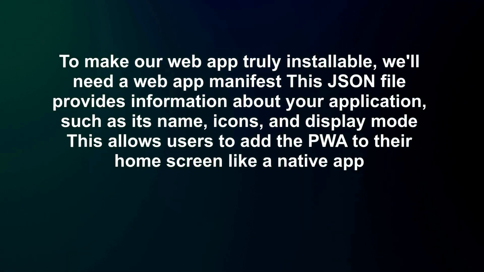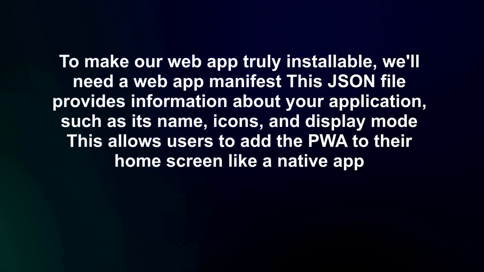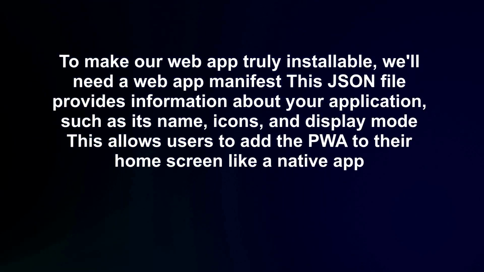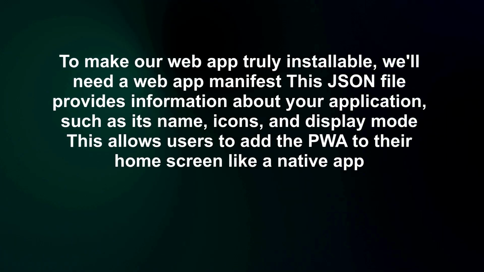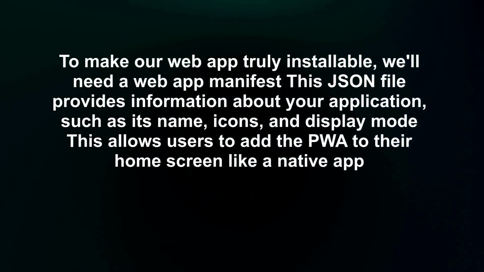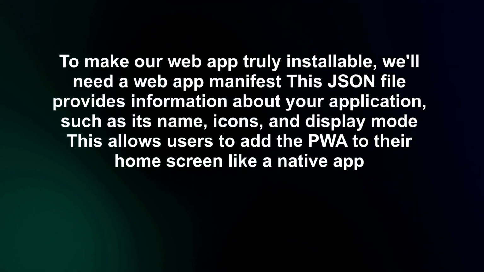To make our web app truly installable, we'll need a web app manifest. This JSON file provides information about your application, such as its name, icons, and display mode. This allows users to add the PWA to their home screen like a native app.